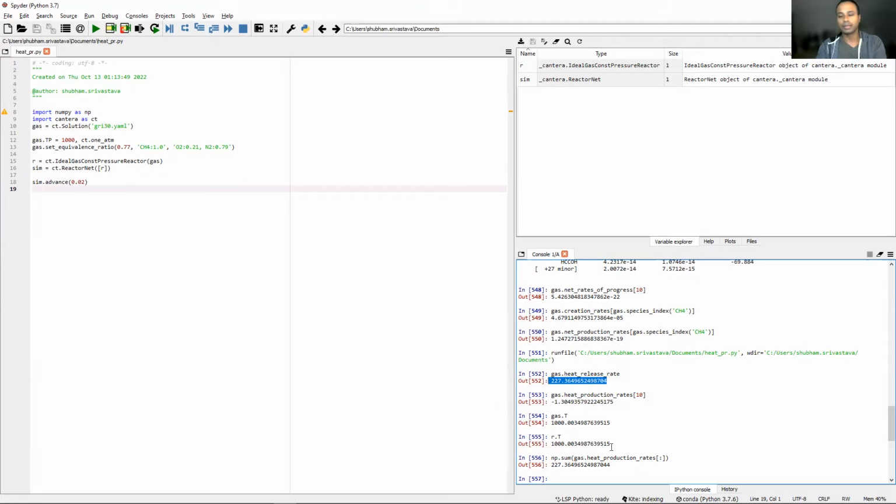So basically, there are these two functions that you could use. If you want to know the heat released by the entire system, then you can use the function heat release rate. If you want to find out the heat produced by a certain reaction, then you use the function called heat production rates.